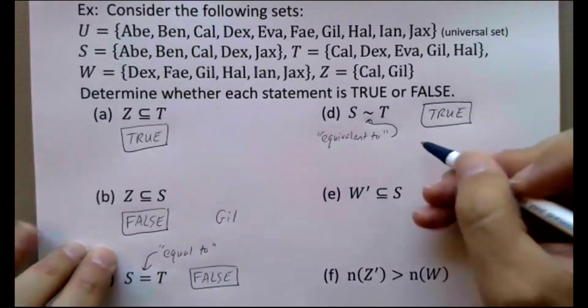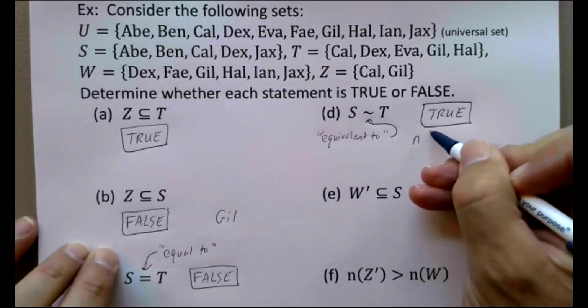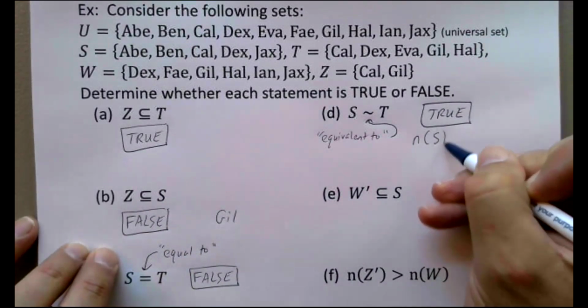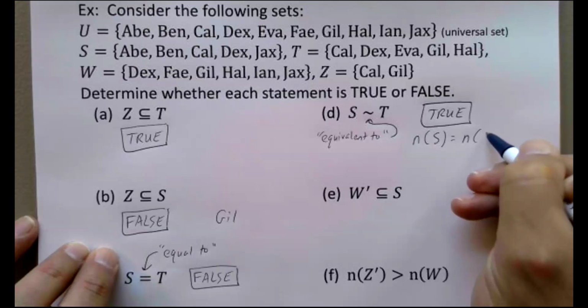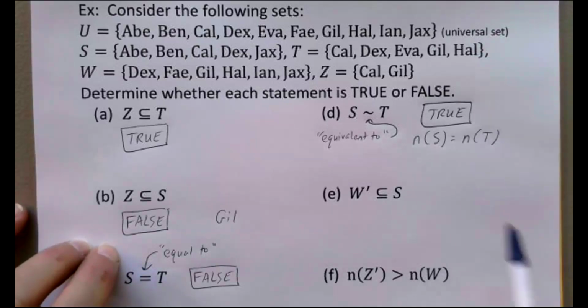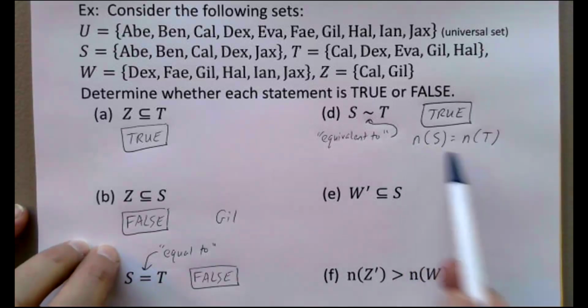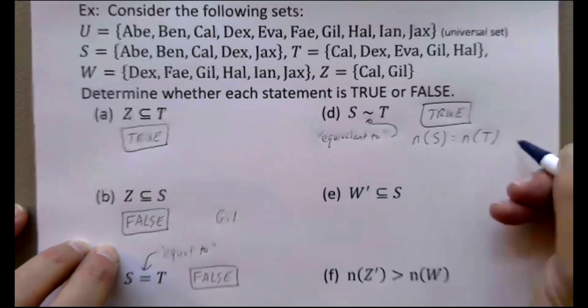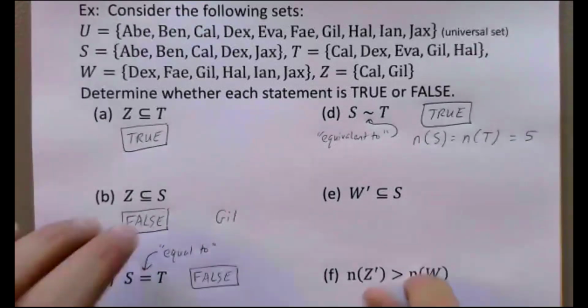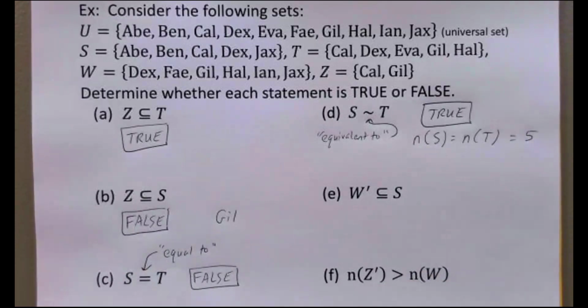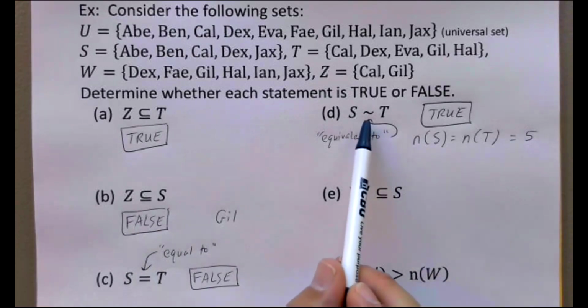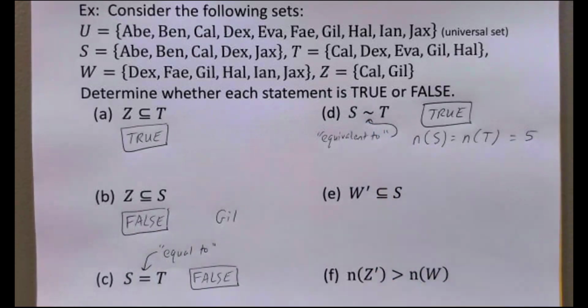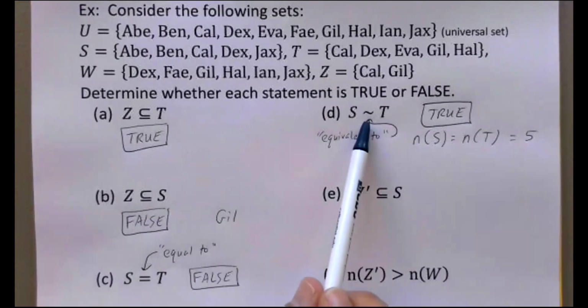Notation we used in a previous section was the number of elements in set S was equal to the number of elements in set T. Or we could say the cardinality of set S equals the cardinality of set T. They both happen to be 5 in this case. But as long as the number of elements in each set are the same, we can say that two sets are equivalent to each other. That is a true statement here. They're not equal to each other, but they are equivalent to each other.